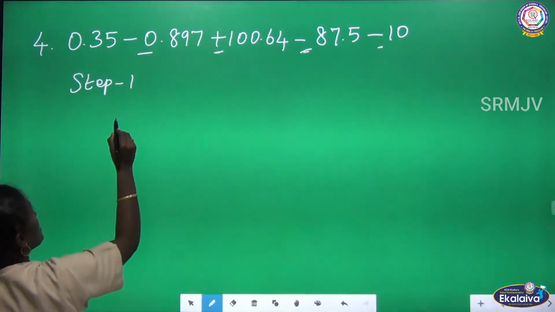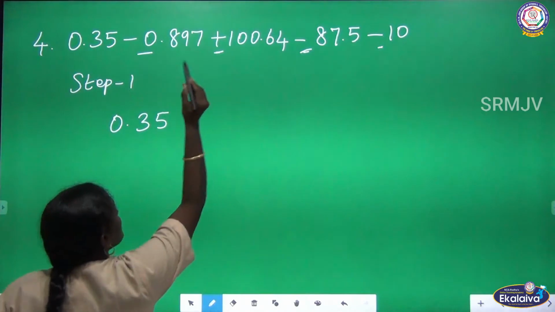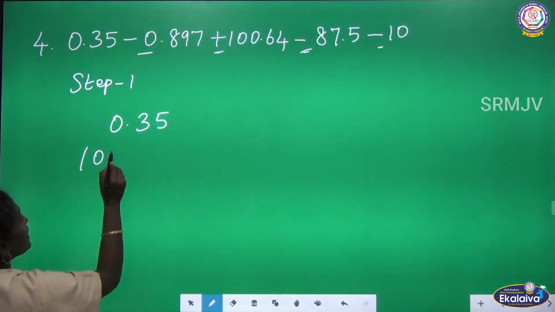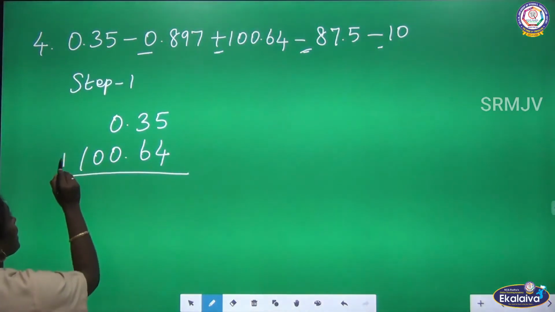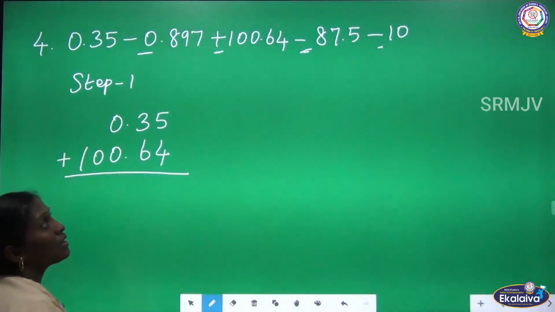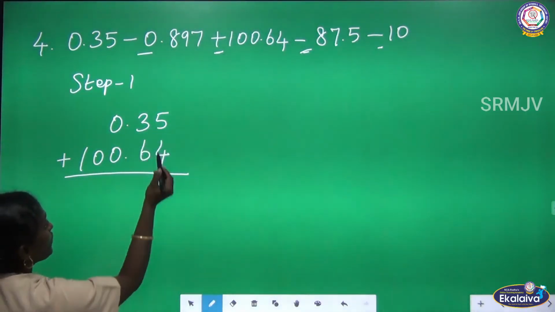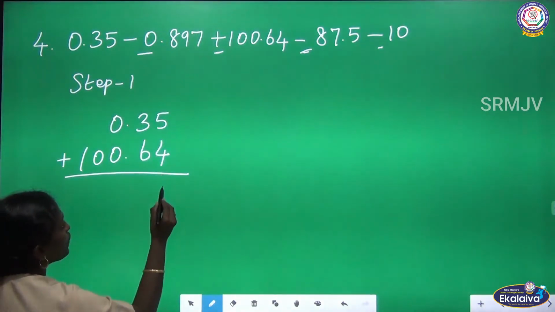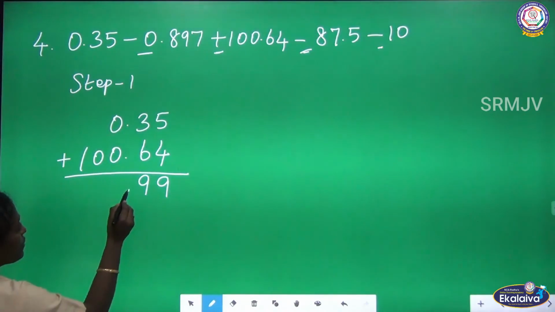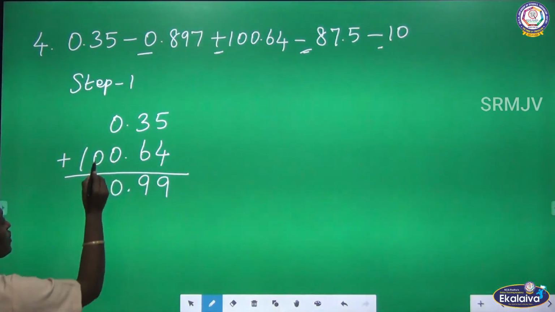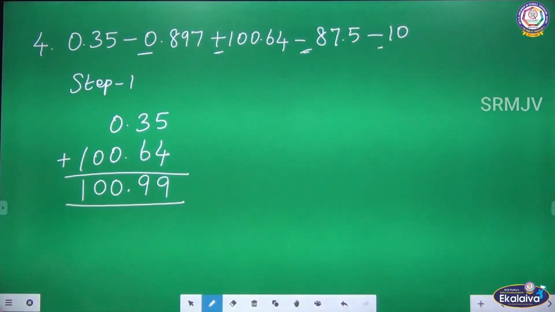Step 1, first number is 0.35 and the number which has plus symbol, that is 100.64. Here we are having 3 numbers. The numbers which are having minus symbol, 3 numbers are there. So first we have to add these two. 5 plus 4, 9. 3 plus 6, 9. Then decimal point. 0 plus 0, 0. Here 0, 1. In step 1 we got 100.99.